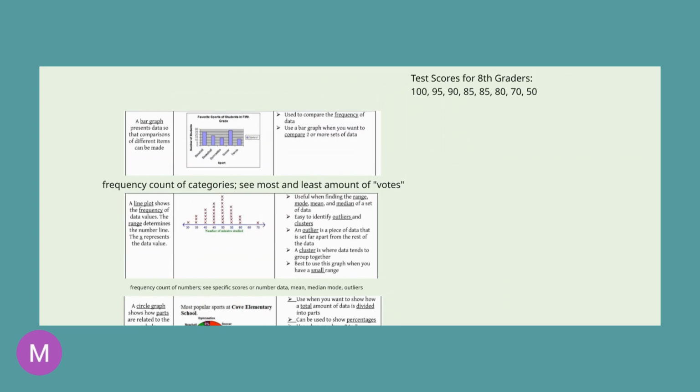So, test scores can be shown in a bar graph, it can be shown in a line plot, and it can also be shown in a circle graph. And then we're going to talk about which one we think is the best graph for this data. All right, so specifically, we're looking at test scores for 8th graders. There were 8 students in this, maybe let's say an elective class, and we have the following grades.